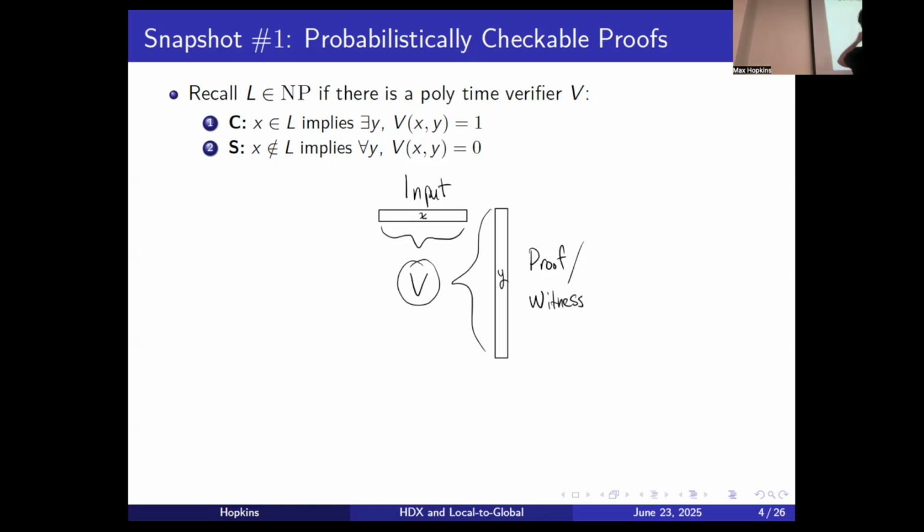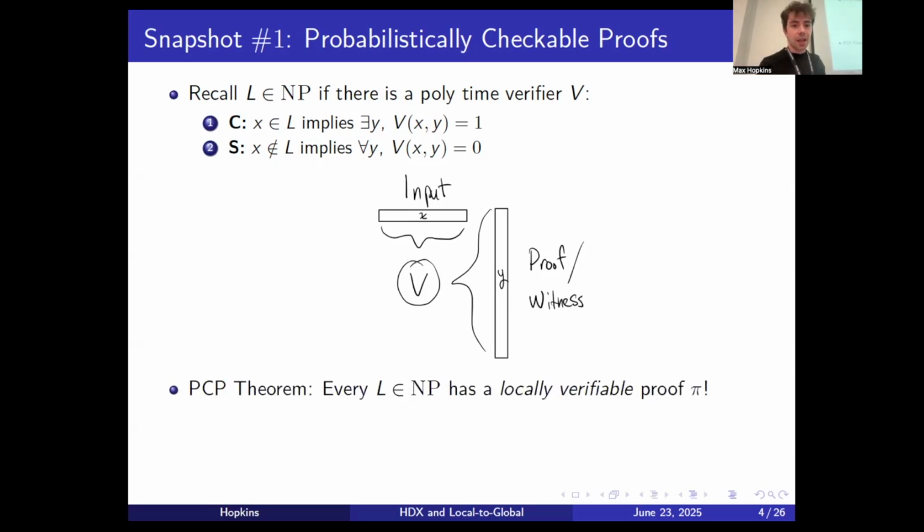On the other hand, if X is not in the language, none of these witnesses is going to convince you that it is. You can read the whole proof, right? Some polynomial size proof, and you'll find an error eventually, right? Somewhere in this proof. You can't be fooled. The PCP theorem is a cornerstone of modern complexity.